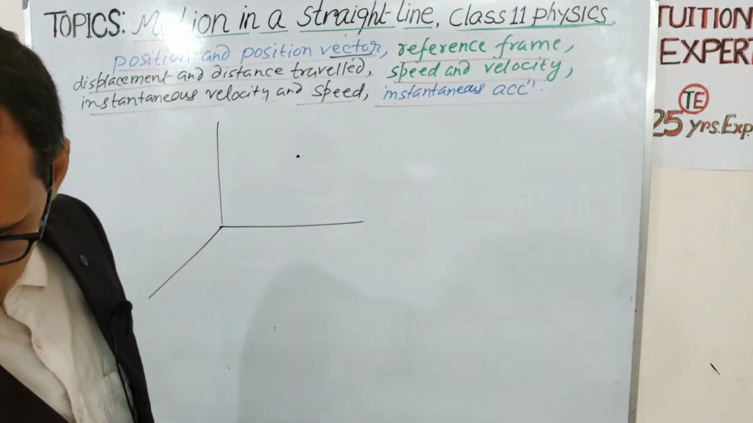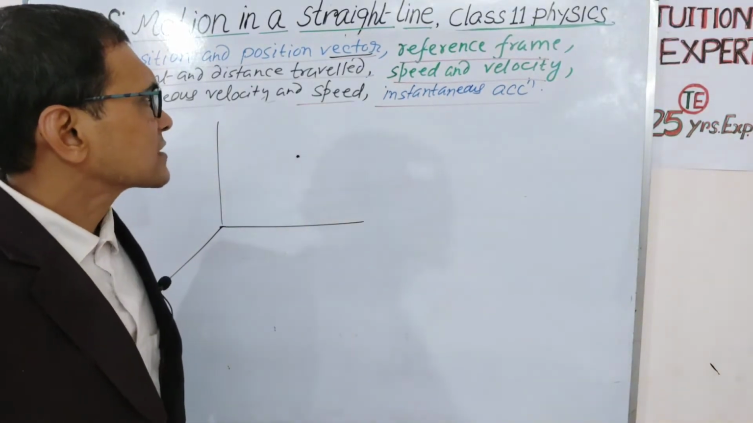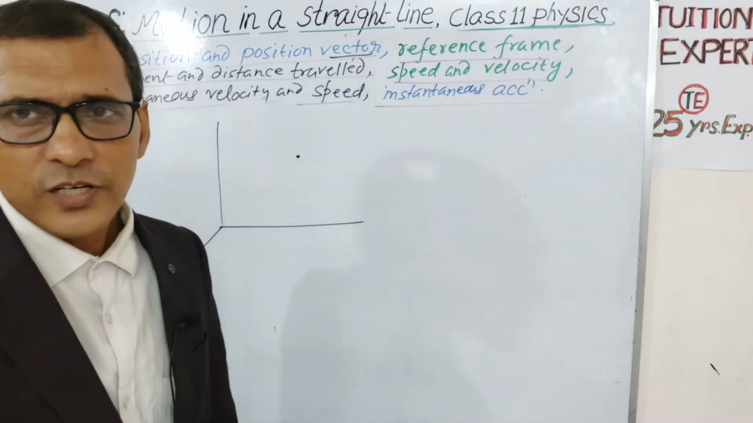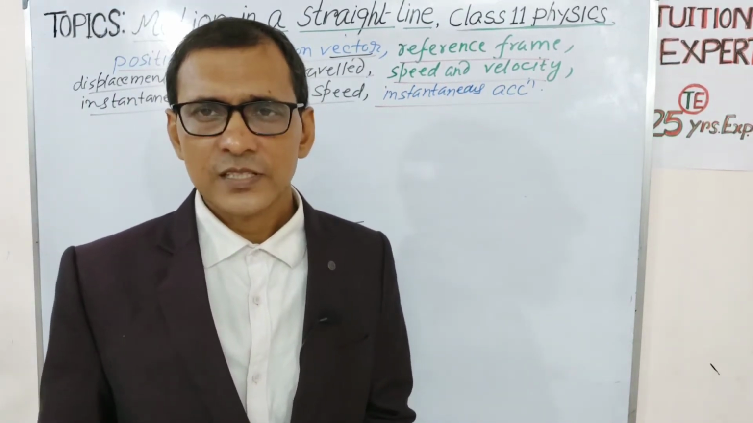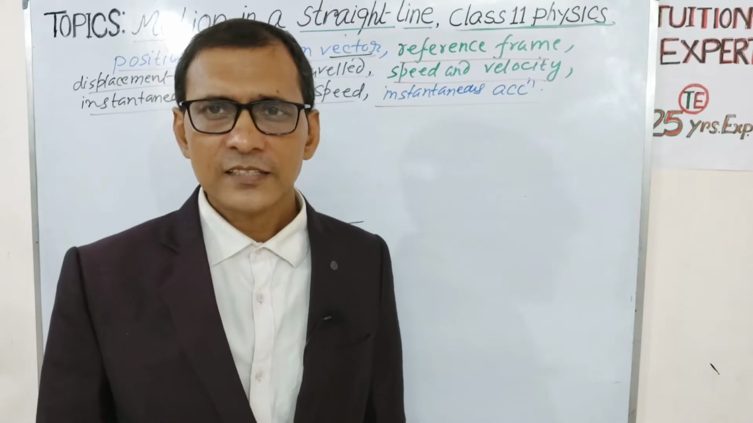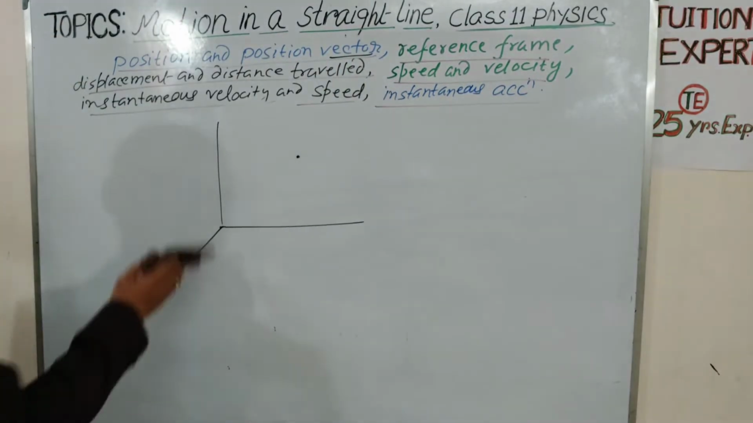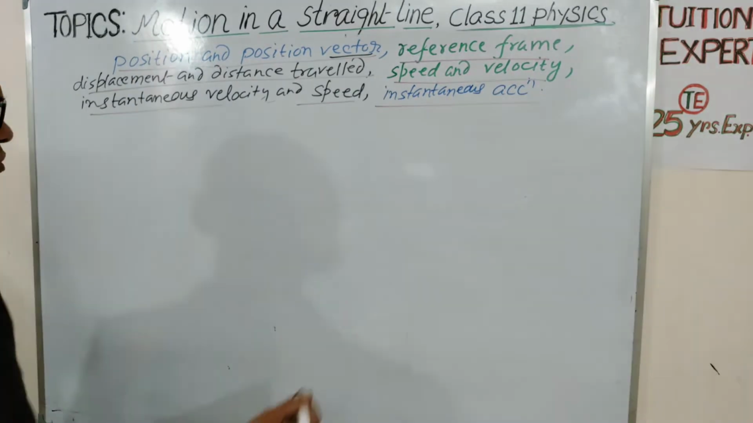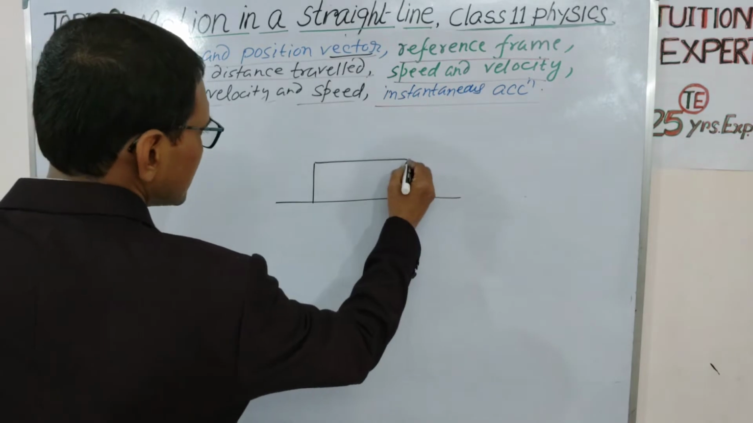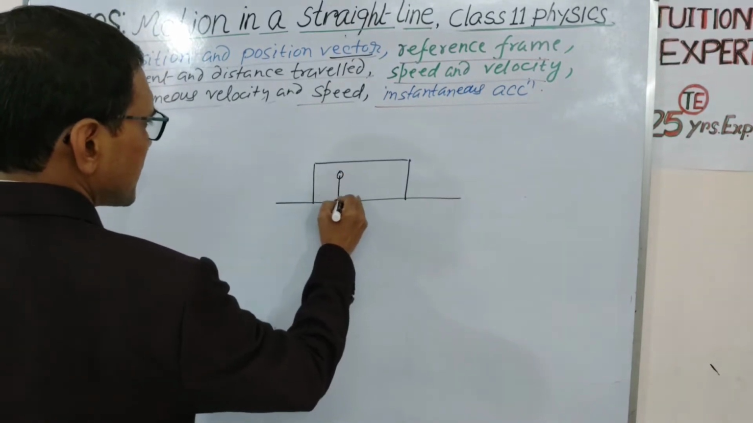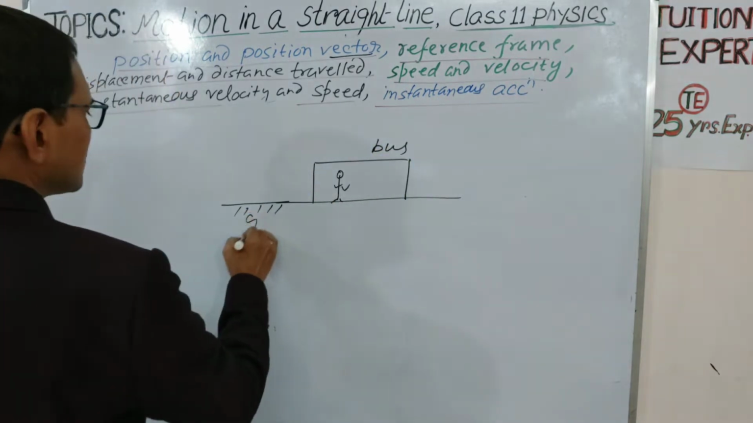If a body is at rest, we generally say that the body is at rest or in motion, but motion and rest are completely relative. If a body is at rest with respect to one reference frame, then it may be in motion with respect to another. Suppose consider a bus. In a bus, a man is present. This is the ground, bus, ground.